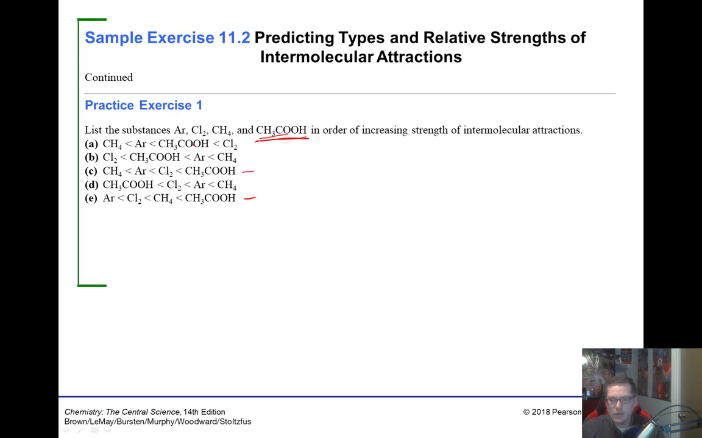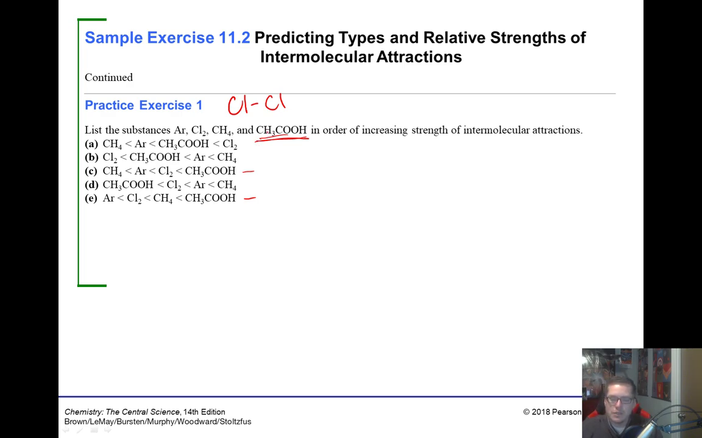Then we have to look at dipole-dipole interactions. Argon can't have dipole-dipole because it's essentially just a sphere. Chlorine, well, you've got one chlorine attached to another chlorine, so it's not going to have any. It just looks like this, chlorine to chlorine. These don't have different electronegativities, so you can't have polarity between those two. And methane is going to be nonpolar because it's a tetrahedral shape with all hydrogens surrounding it. So then the next one is we have to look at our dispersion forces.